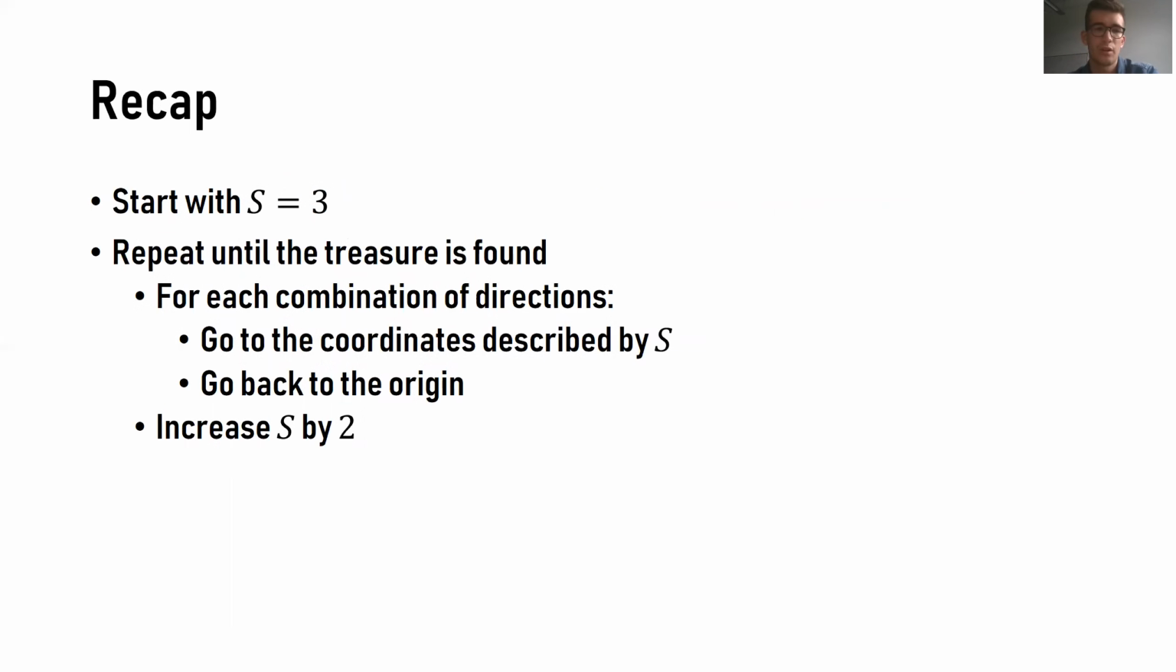So to recap, we start with s equal 3. This is for technical reasons. And repeat: we choose some coordinate and some direction for each coordinate. Just go through all of them, right? This is a finite number. And then we walk to the coordinates described by s, with the previously mentioned encoding. And then we go back to the origin. And finally, we increase the value of s by 2.